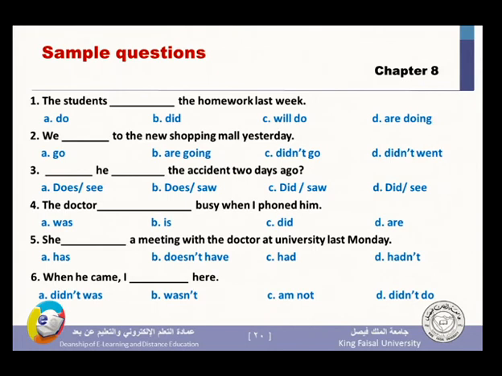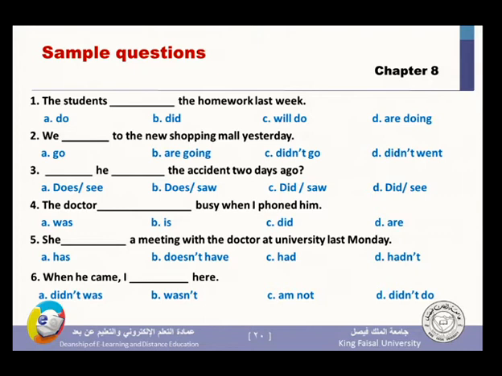Let's have a look at the first example. The students, the homework last week. Last is an indicator, a key word that can tell us that the verb has to be in the past form. So do is wrong. Will do, future is also wrong. Are doing, wrong. Do, present. Will do, future. Are doing, continuous. Last is past, so did is the correct answer.